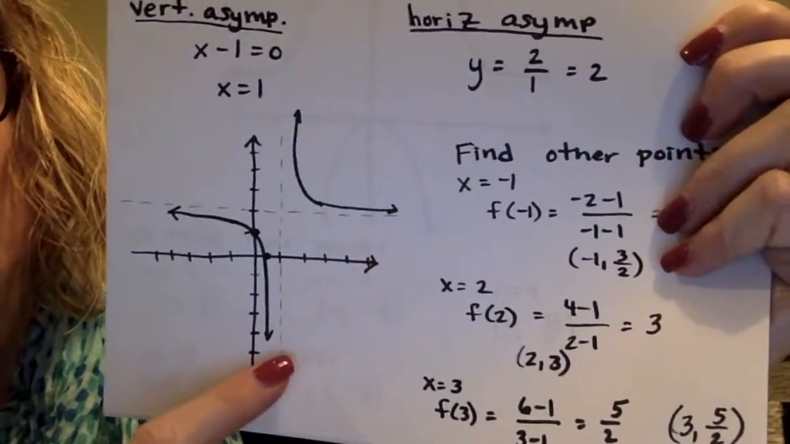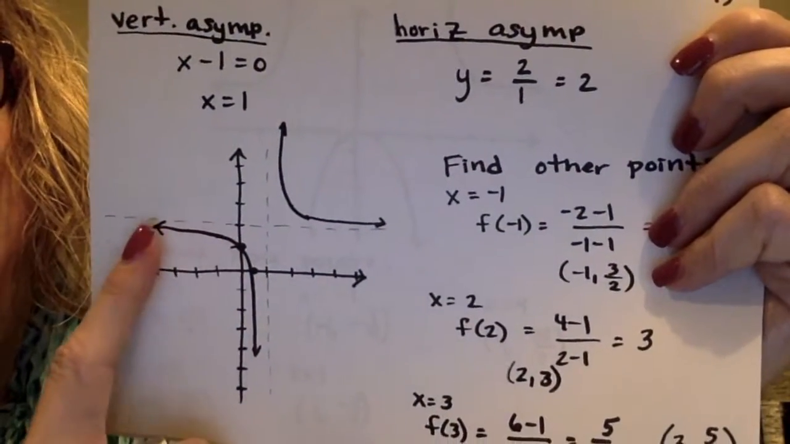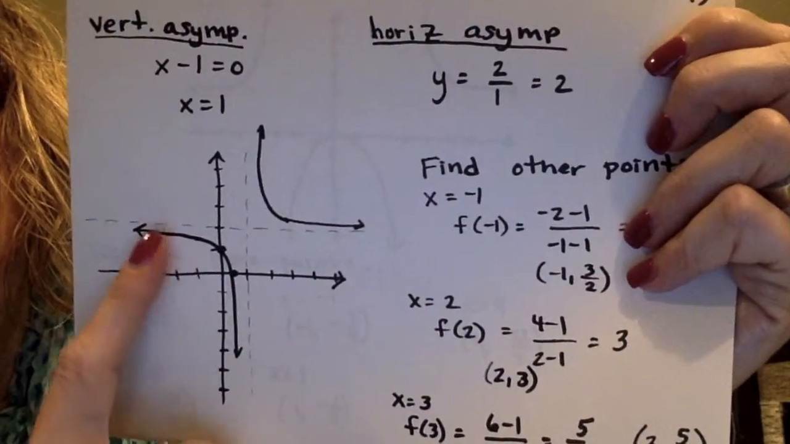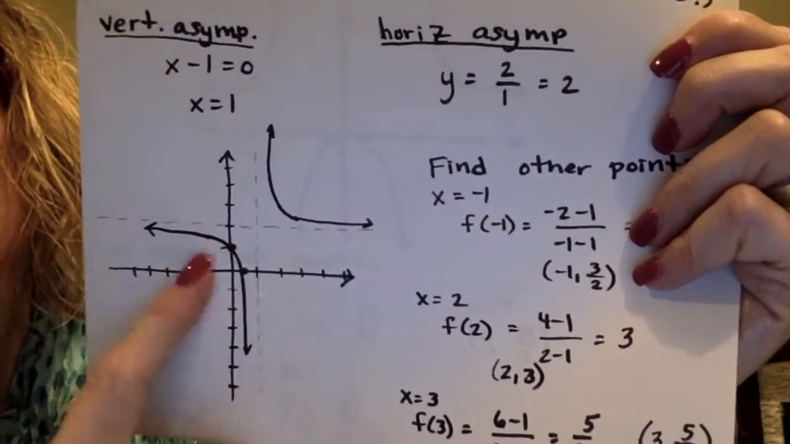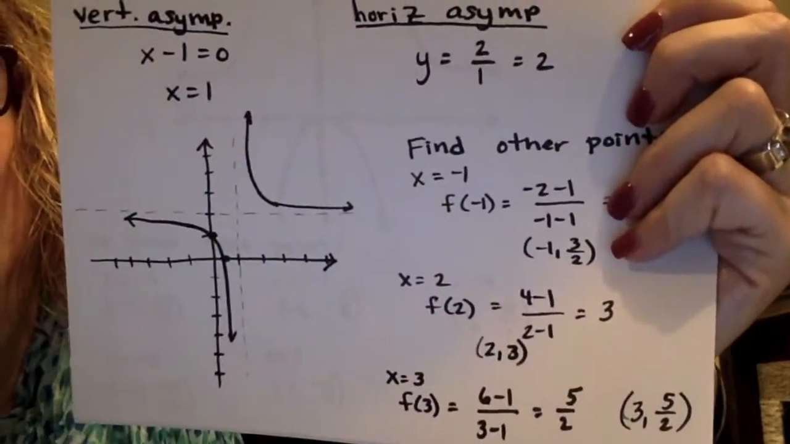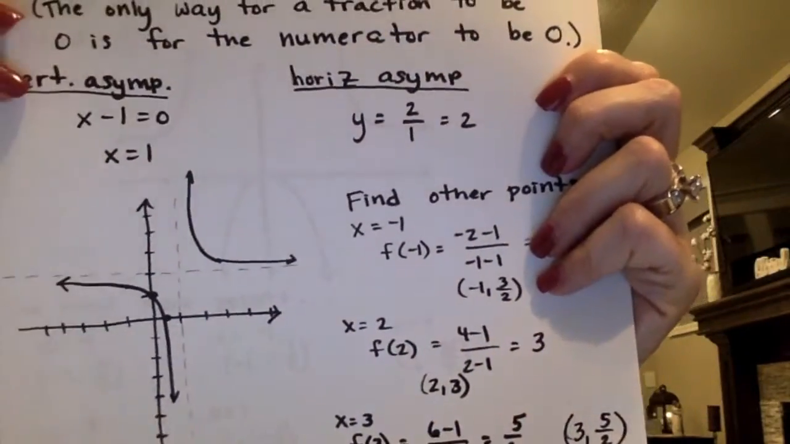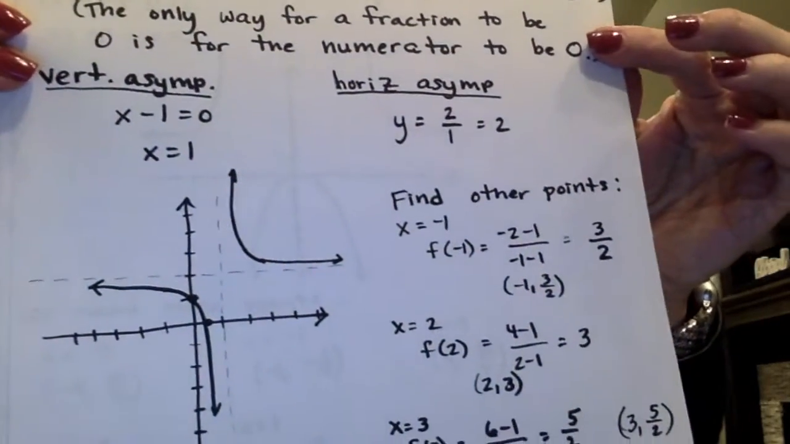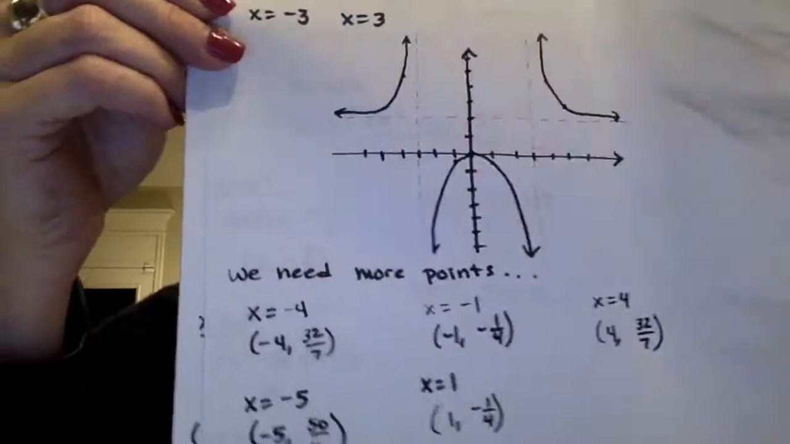Once I have all those ordered pairs, I'm going to graph, and it's going to be nice. We know that as we approach asymptotes, we're either going towards the asymptote if it's horizontal, or we're going towards positive or negative infinity if it's vertical. So again, if you need to pause to get all that written down, that's great. Go ahead and do that at this time. Perfect. Let's look at another one.